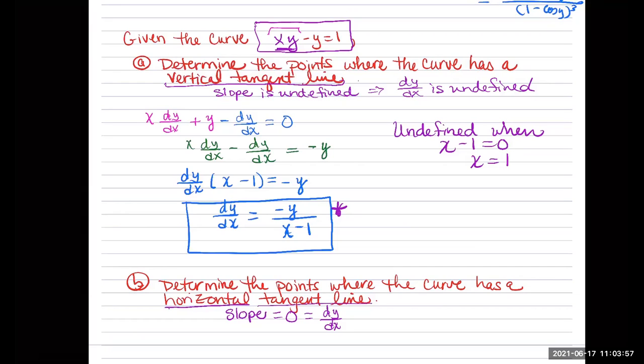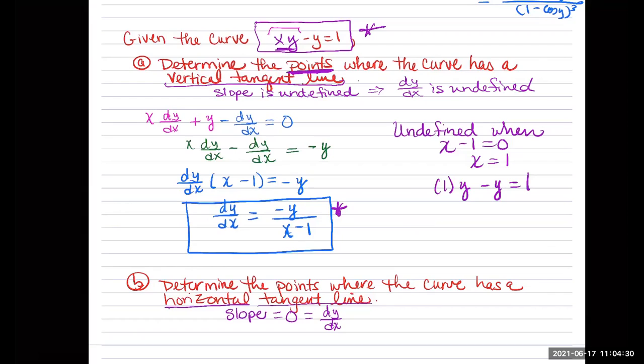Make sure you read the problem carefully. Notice it says determine the points on the curve. So that means we need both an x coordinate and a y coordinate. So we know that x is 1. To find y, we have to plug that back in to our original equation, just like we've done before. So I am plugging a 1 in for x. Okay, and if I do that in this problem, I'm going to substitute in 1 for x.